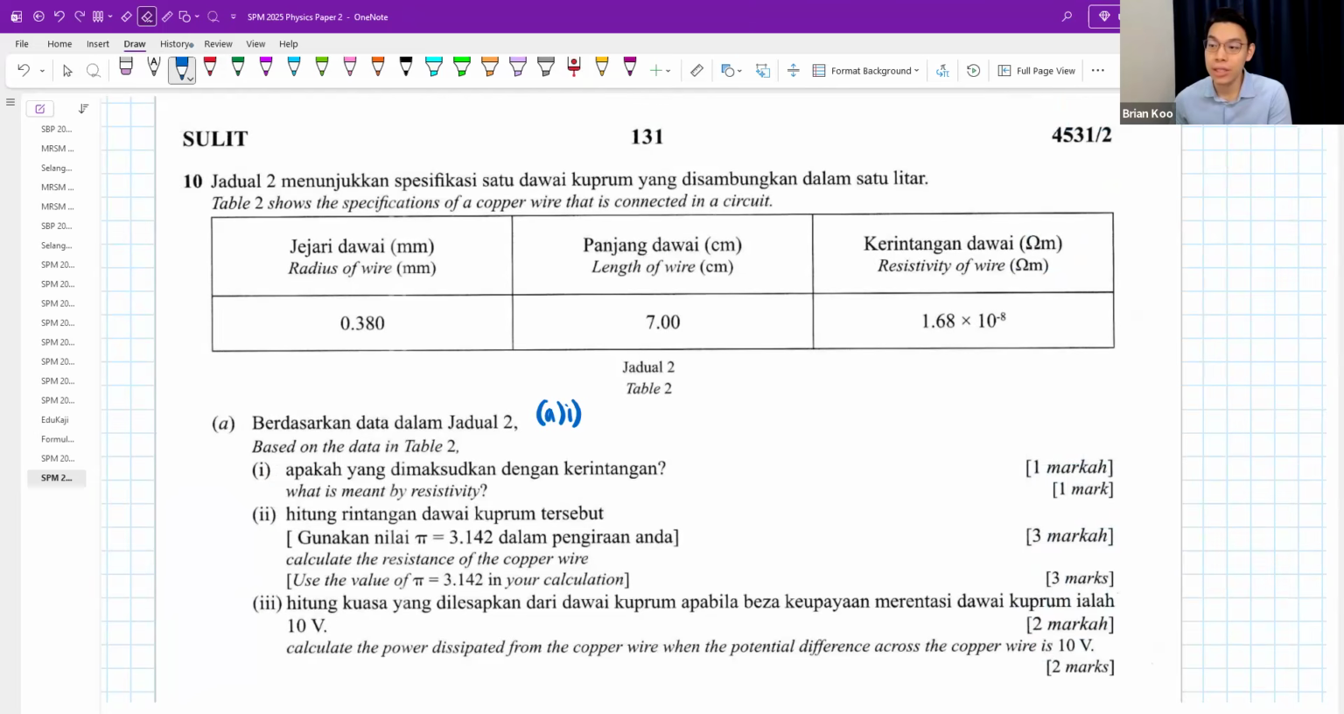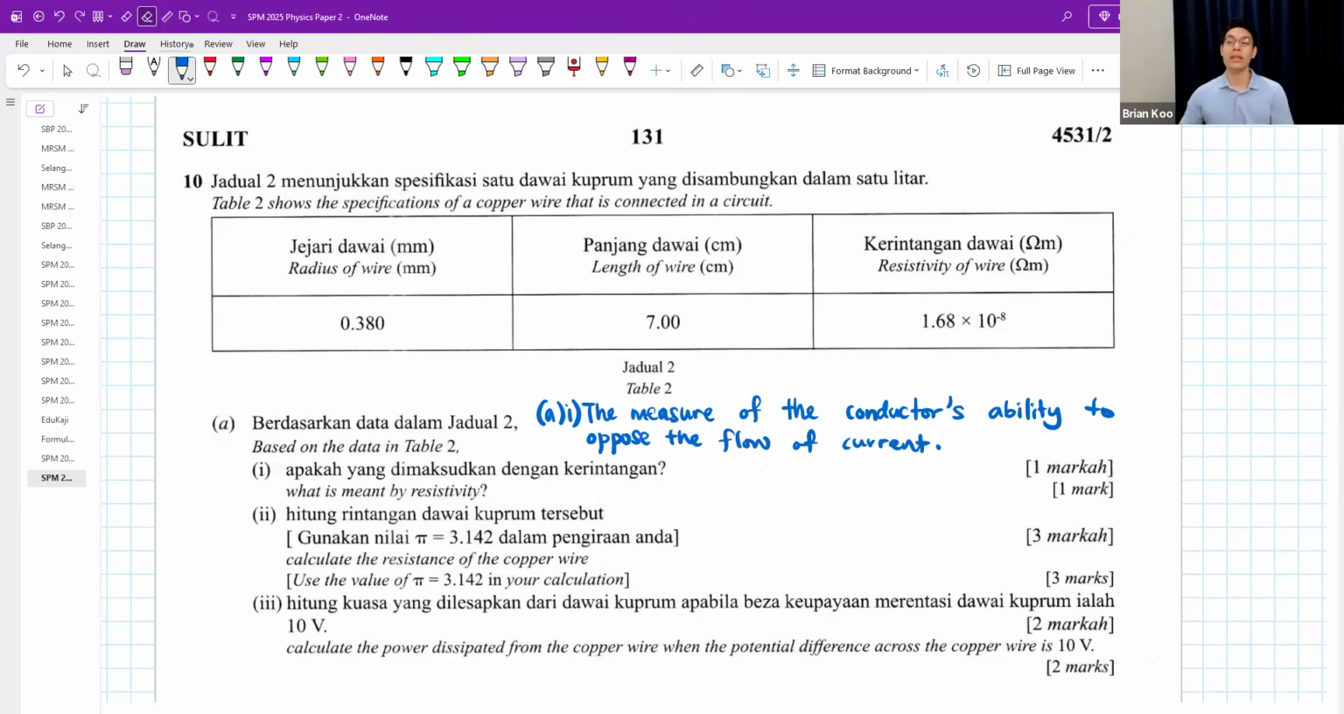It is the measure of a conductor's ability, or the conductor's ability also can, to oppose the flow of current. This is your textbook answer. The measure of the conductor's ability to oppose the current. It depends on the type of material. So like copper would have a different value. Nichrome will have a different value.